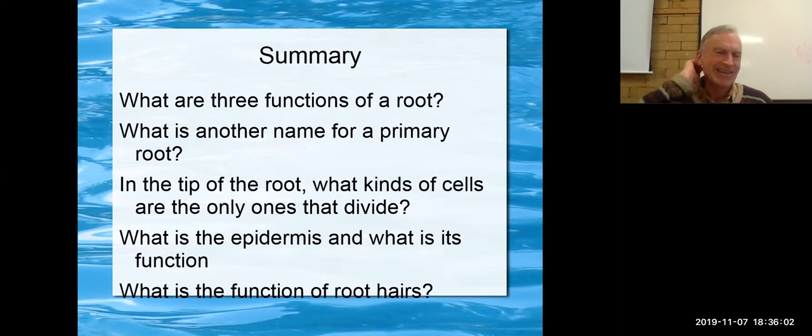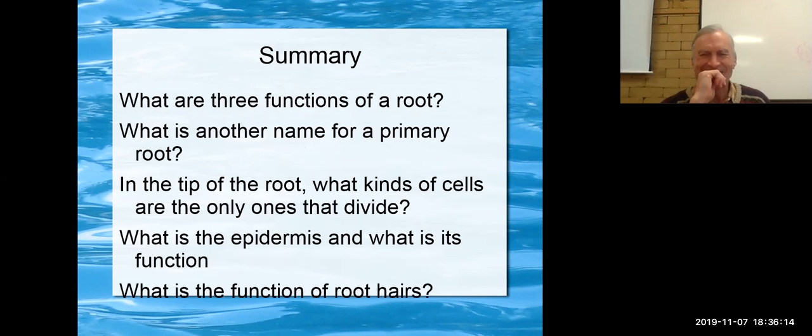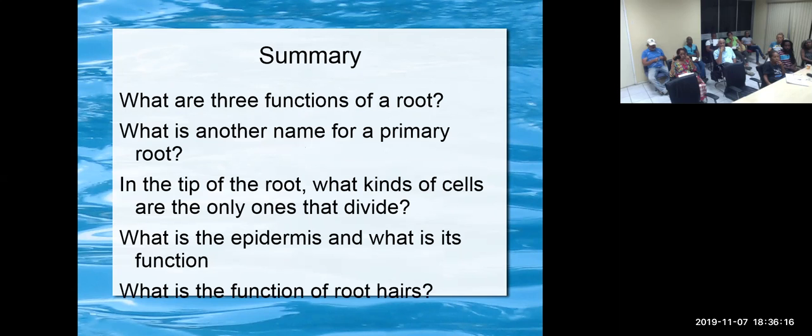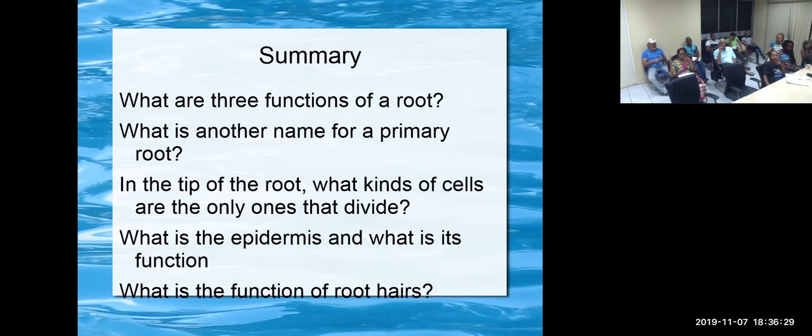So what are the three functions of the root again? Water, stability, store food. Yeah, that's good. Another name for a primary root. Another name for it. We were just talking about it. Two types of root systems. What's another name for the primary root? Taproot? Taproot, yeah.